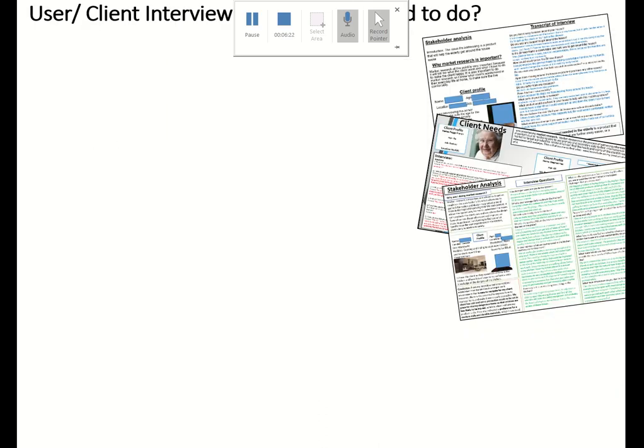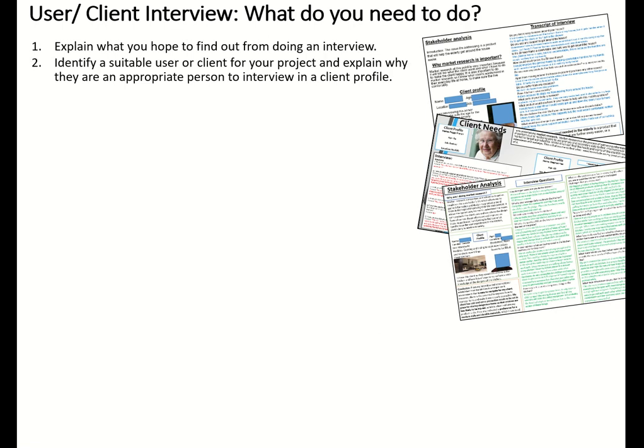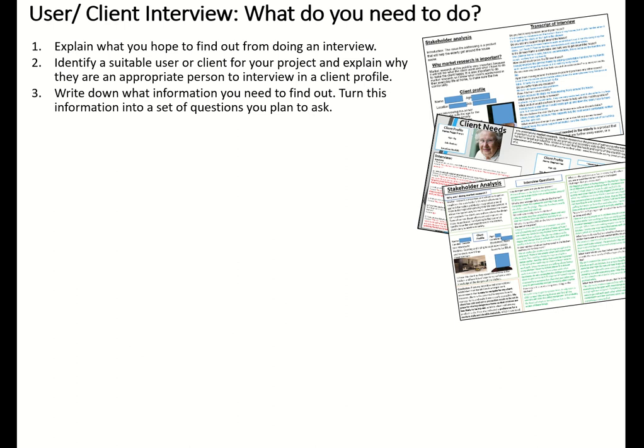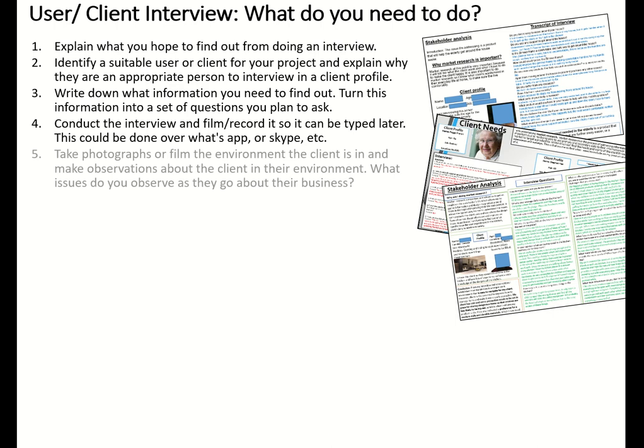So what do you need to do? Explain what you hope to find out from doing your interview. Identify a suitable user or client for your project. Explain why they're appropriate. Don't forget your client profile, their name, their age, where they live. Write down what information you need to find out and then turn that into a set of questions. Conduct the interview and film or record it so it can be typed up later. You could even do it over the internet, WhatsApp or Skype.